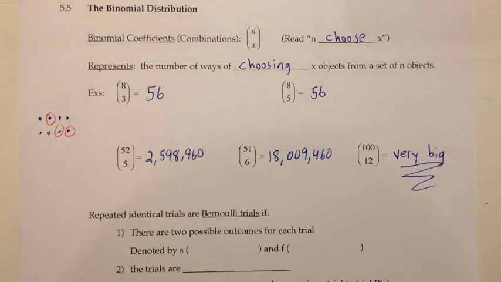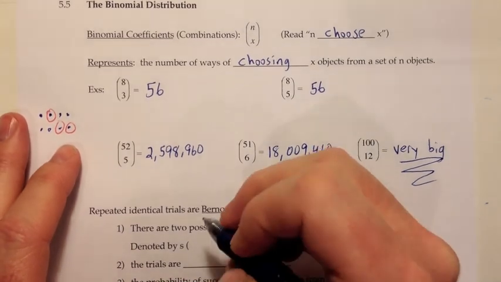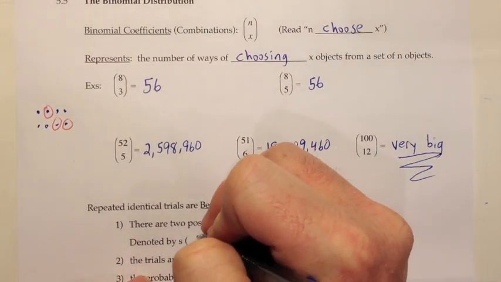Alright, so the situation where these combinations are going to be handy for us is in something called repeated identical trials that are called Bernoulli trials. And they're called Bernoulli if they meet a few conditions. One of them is they have to have 2 possible outcomes for each trial, and we refer to those outcomes as success and failure. So S for success, F for failure.